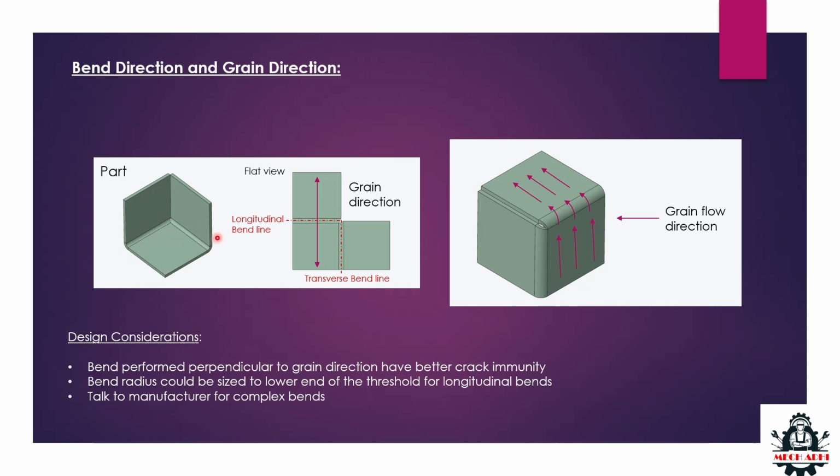And for complicated parts where the grain direction could not be directly aligned perpendicular or parallel to the bend lines, you can talk to your manufacturer to know what would be the ideal nesting of the sheet metal. Because before the sheet metal is bent, it will be put through a laser cutting machine, and you can get to know at what angle it's being placed before it's cut, so that you could be mindful. But it depends on a case to case basis. We can talk about more of that in a later video.